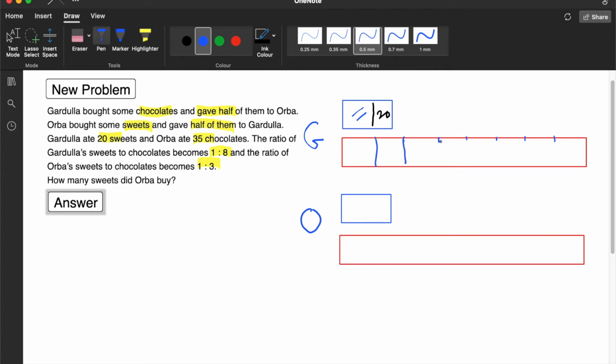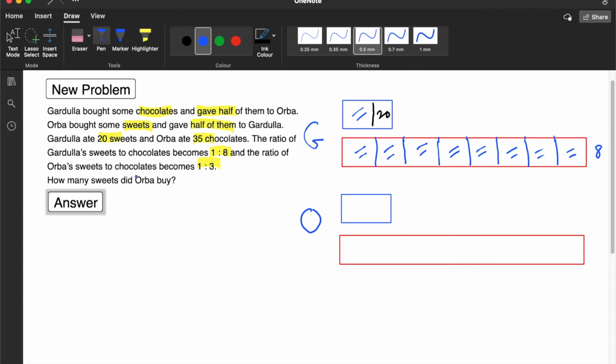One, two, three, 4, 5, 6, 7, and 8. All right, so all these are the same units. Okay, so there are 8 of them here. Right, but you must remember that this unit is only the small part here and not the whole thing, because there is a 20 here that has been eaten by Gardula.